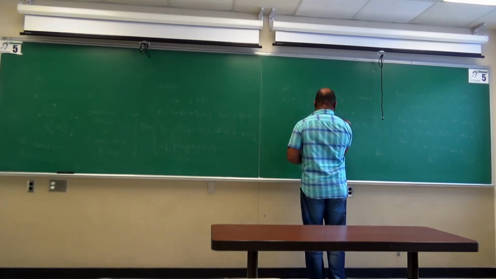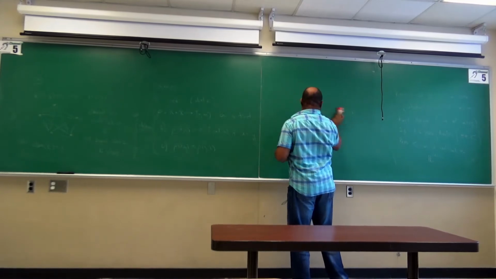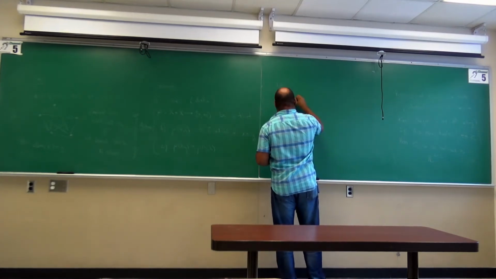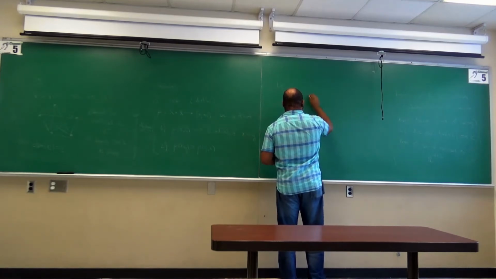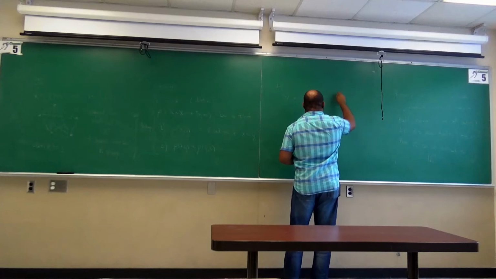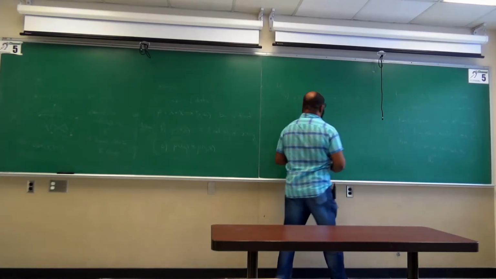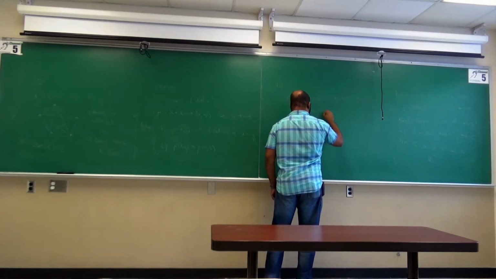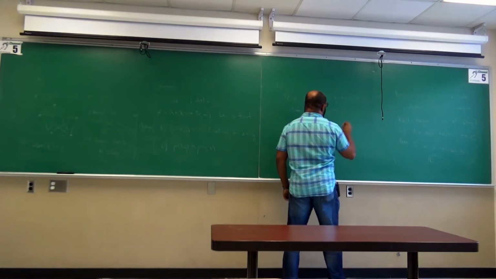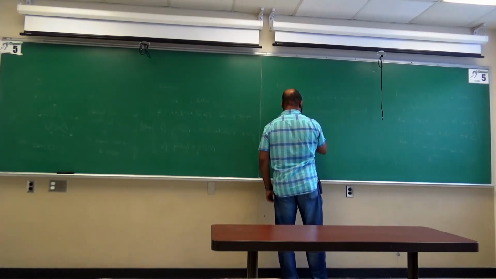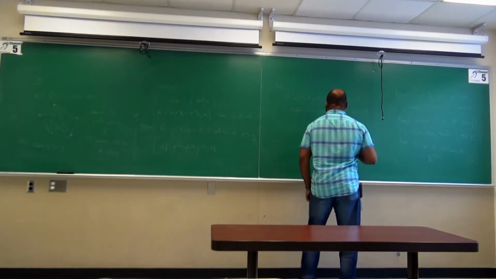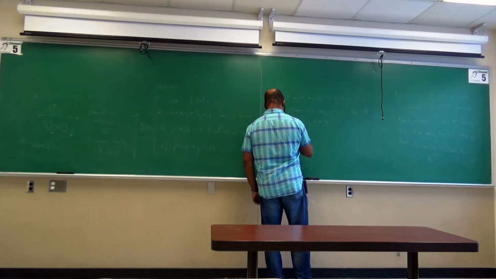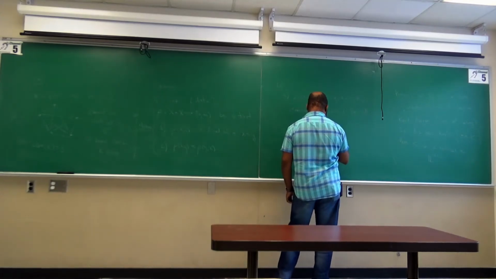If a third property is satisfied, so if rho(x, z) is less than or equal to rho(x, y) plus rho(y, z), this is called the triangular inequality, for all x, y, and z in X, then X comma rho is called a metric space.